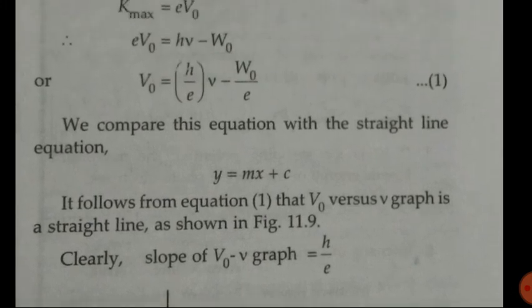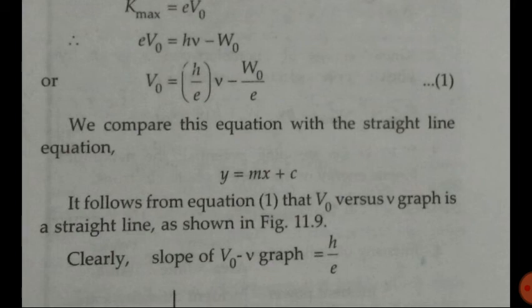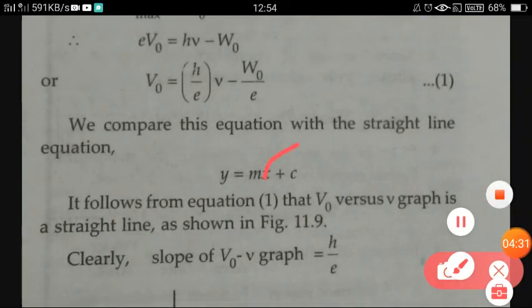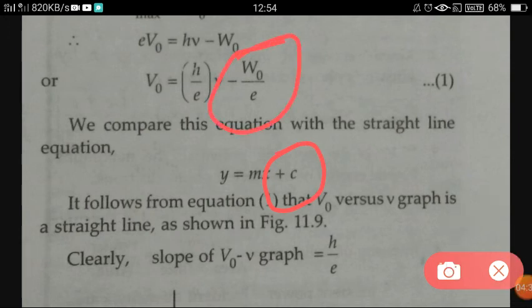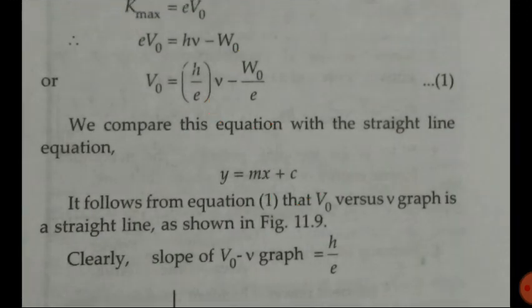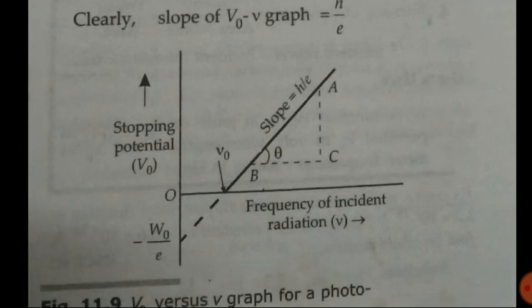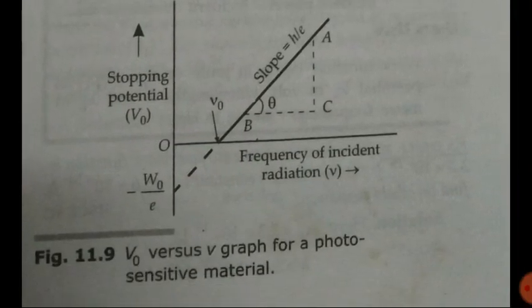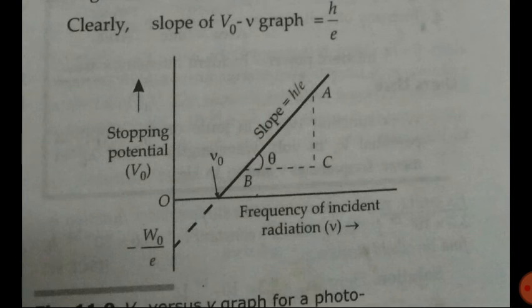When we compare c, we have minus W naught upon e, not the plus one. Here you can see the difference of sign: here plus c is there, and here minus W naught upon e is there. That means c is equal to minus W naught upon e. That's why the value of W naught upon e is on the negative side of this graph. So this is the graph we get from this equation.